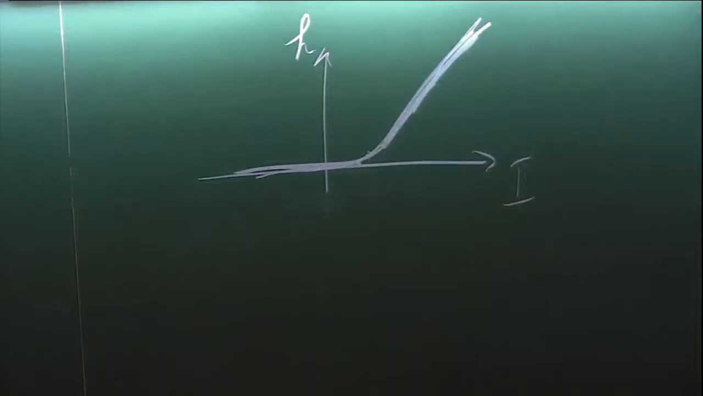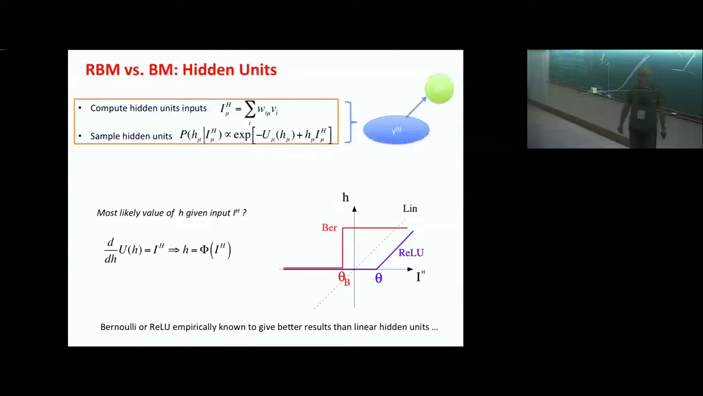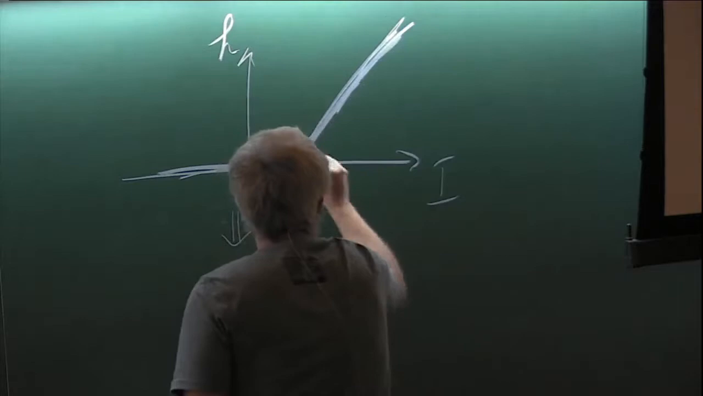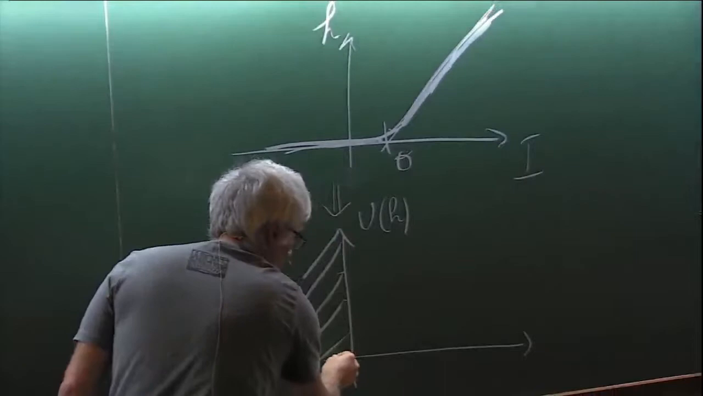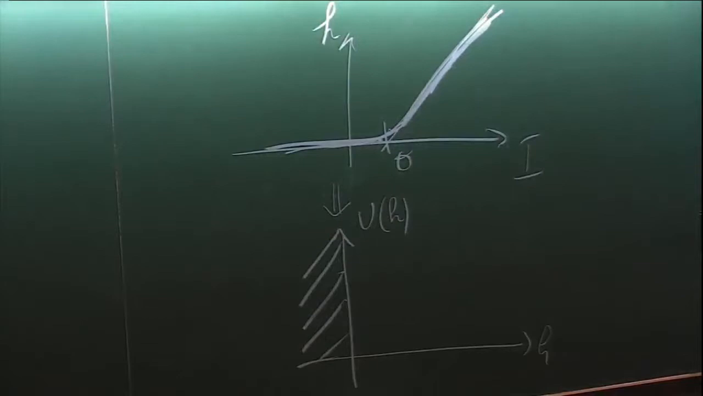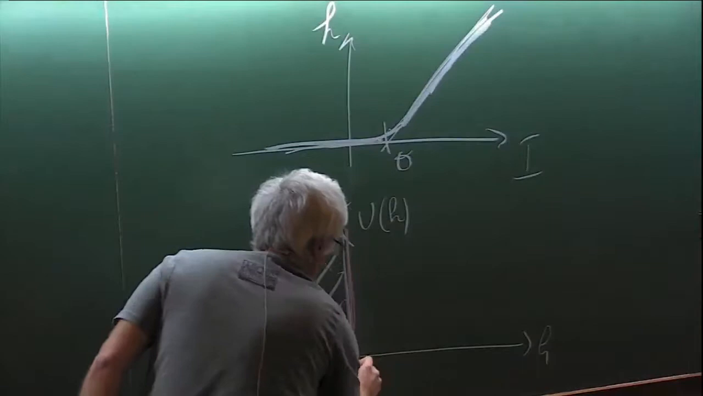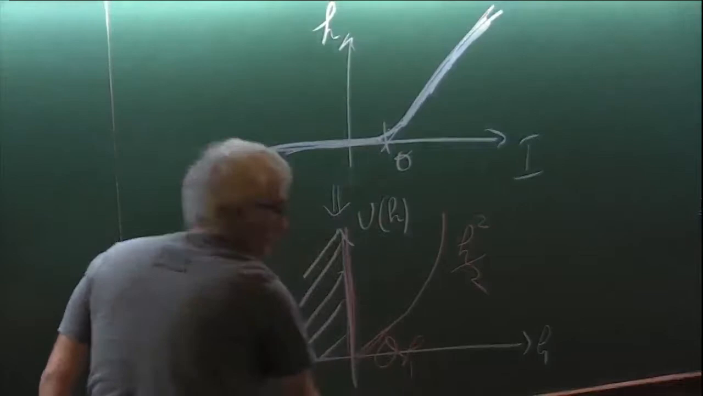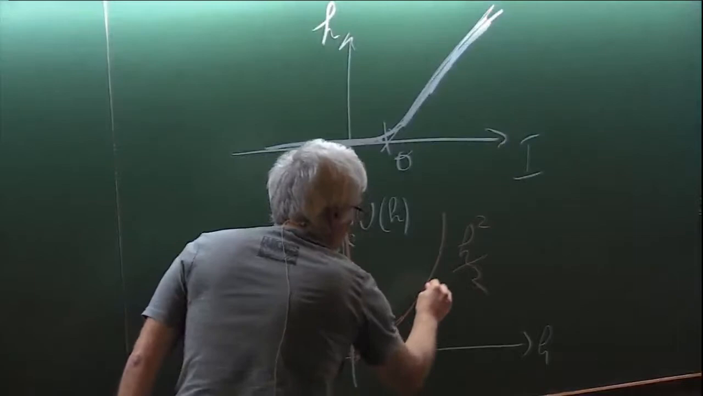By inverting this and taking the integral, you find the U of H, which is nice. If you do that, you find that the U of H is going to be something like that. So this is a theta here, threshold. It's a potential which will have a hard wall in negative H, because H cannot be negative. So it goes to infinity for negative H. And then it will start at H equal to zero with a finite slope, which is equal to theta, and then it will grow like H squared over two. So that's theta H here, that's a slope, right? This is the potential that we use in the simulation that you have seen.